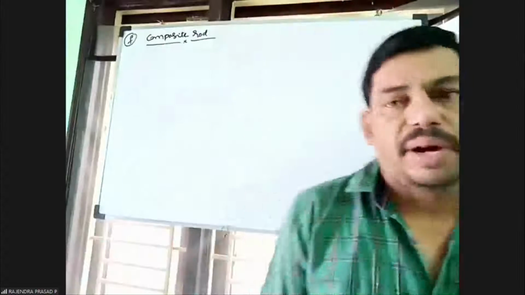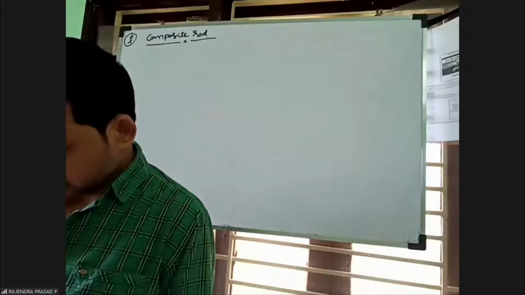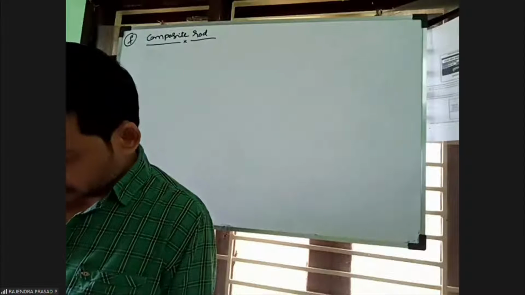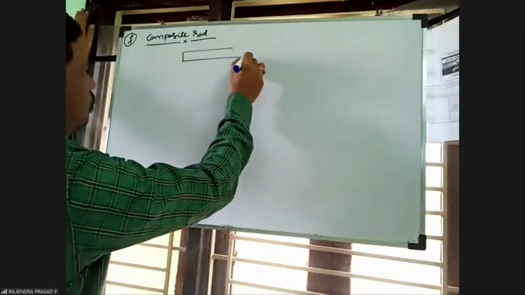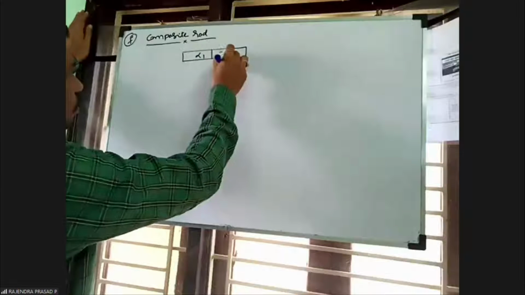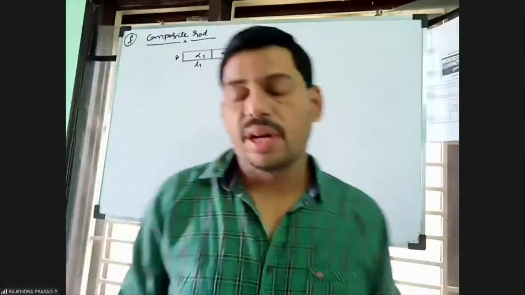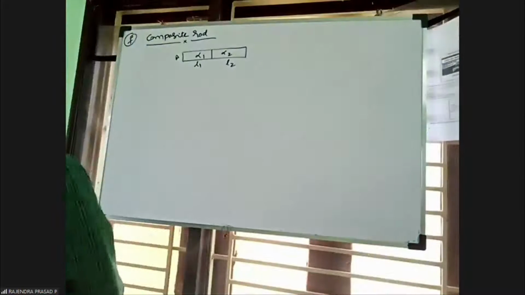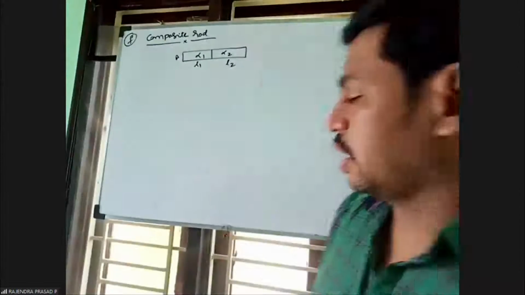Composite rod. A composite rod is made by joining two rods of different materials and same area, then increase in length.